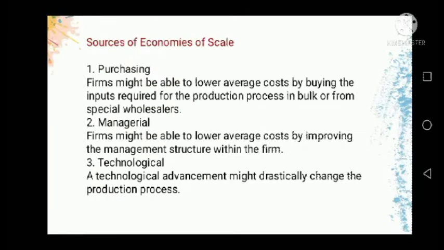Now, let us proceed to the sources of economies of scale. First, purchasing. Companies are able to get lower prices the more they buy. Second, managerial. Companies that have better management structure or more efficient means can lower their cost. Third, technological. A technological advancement might drastically change the production process.